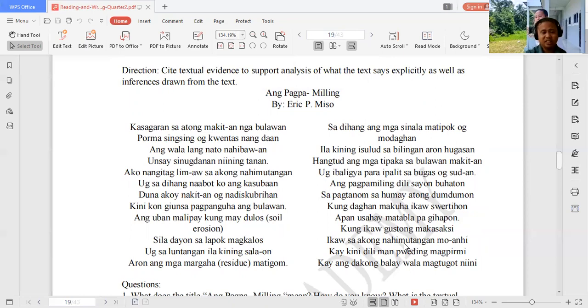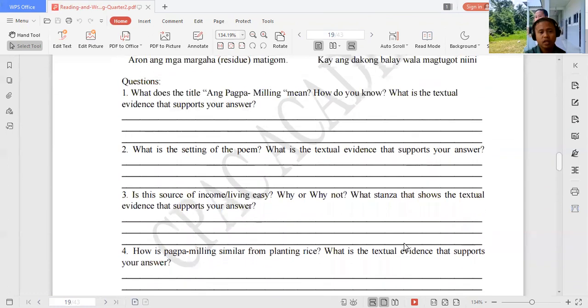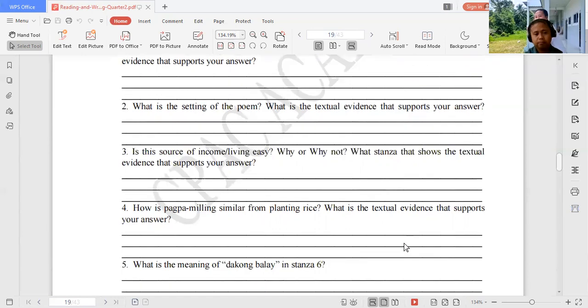Now class questions. Question number 1. What does the title, Ang Pagpamiling, mean? How do you know? What is the textual evidence that supports you? So, you have to give first your title and then your textual evidence that will support your answer. So say, for example, my answer is clock. I have to cite an evidence that will support that clock is really the answer, the title. Okay, so that's how simple it is.